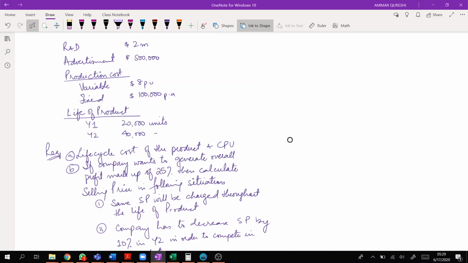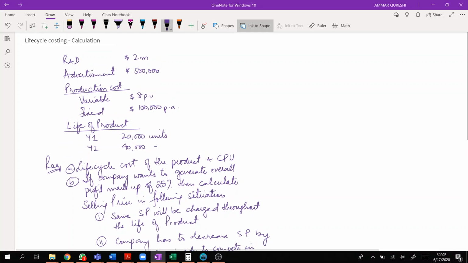Hello everyone, we are going to start with another lecture of performance management, and in this lecture we are going to deal with the calculation side of life cycle costing of the product, right? So in life cycle costing, if someone asks you to calculate cost per unit of the product, how will you calculate that? See, in life cycle costing, cost per unit doesn't mean cost per unit of 1 year. It means cost per unit of the overall life of the product, right?